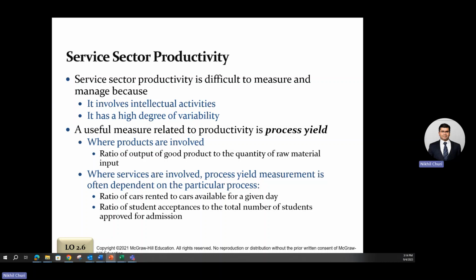So that's why the actual productivity can sometimes be difficult or tricky to formulate or quantify, and there could be a high degree of variability. So these are the challenging parts.